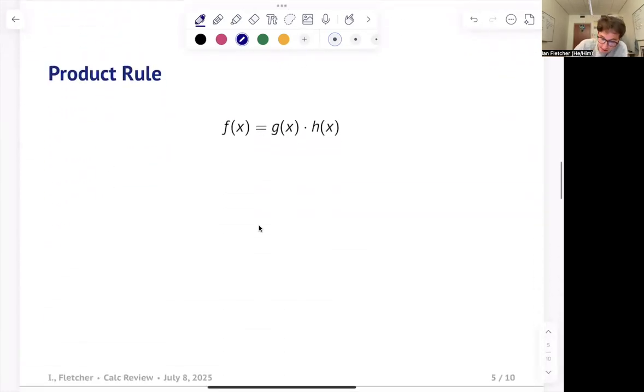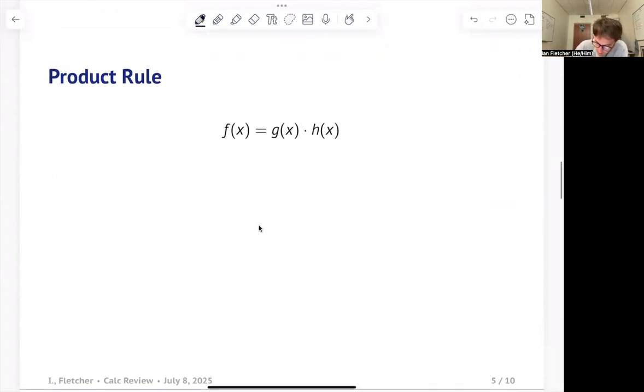Now, this is where we're going to start getting into something a little bit more complicated, the product rule. The product rule is pretty simple. We're going to take the first function, multiply it by the derivative of the second, and then we're going to take the second and multiply it by the derivative of the first.